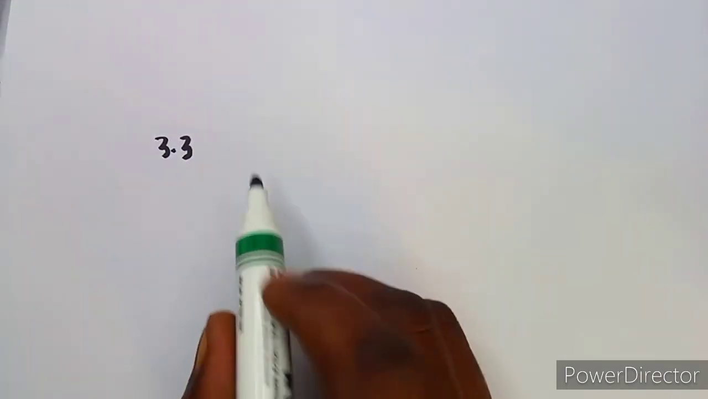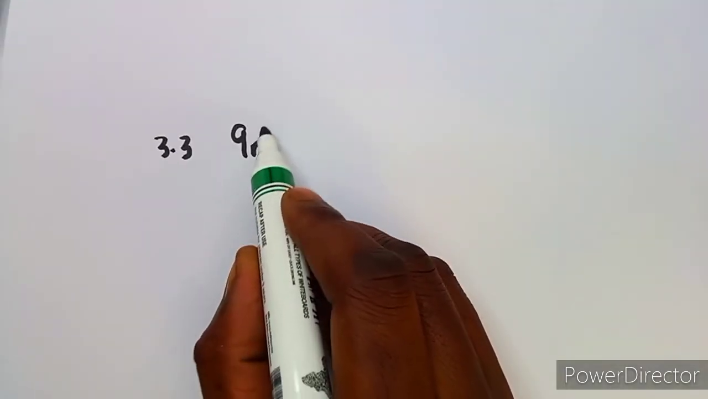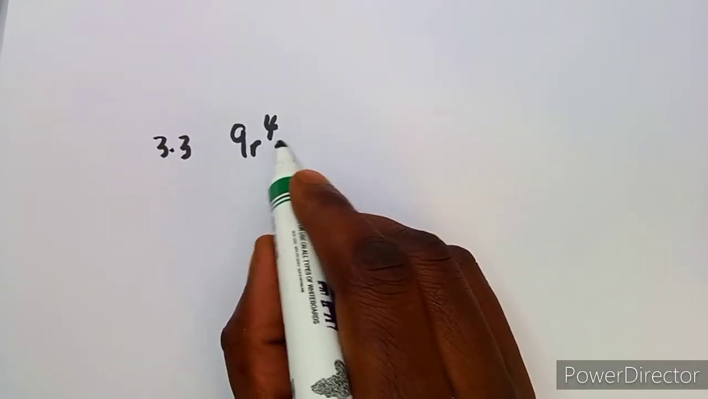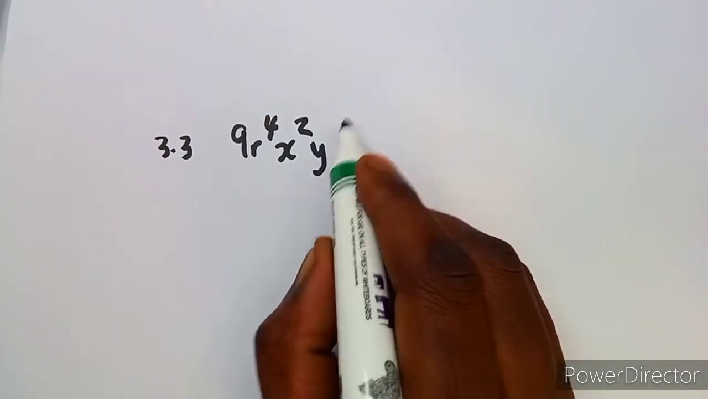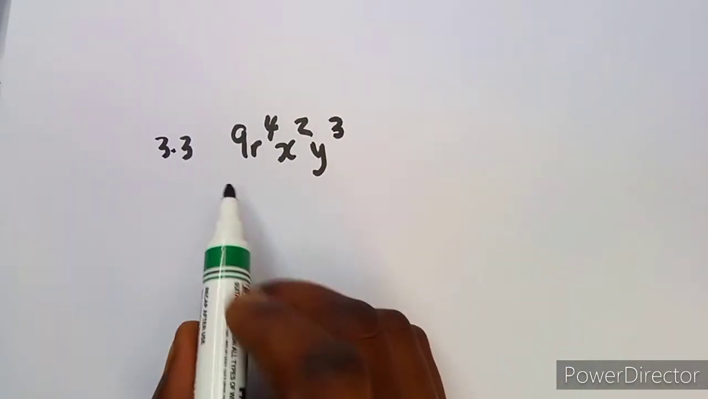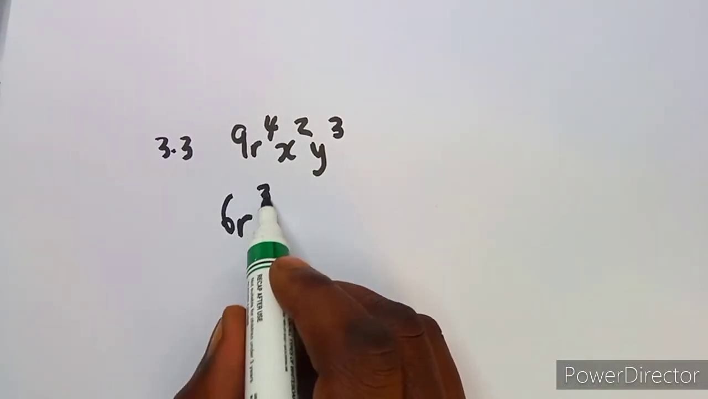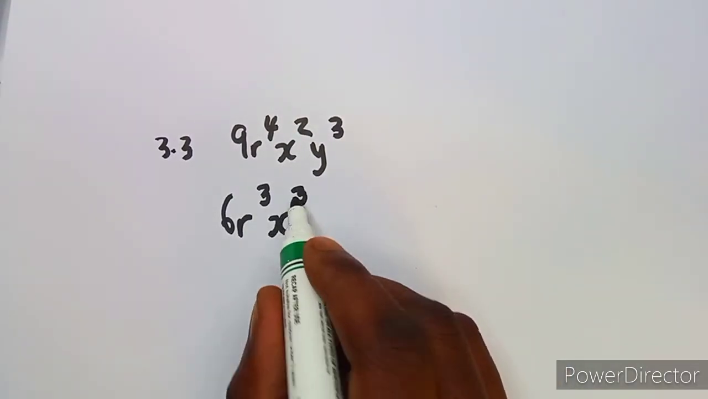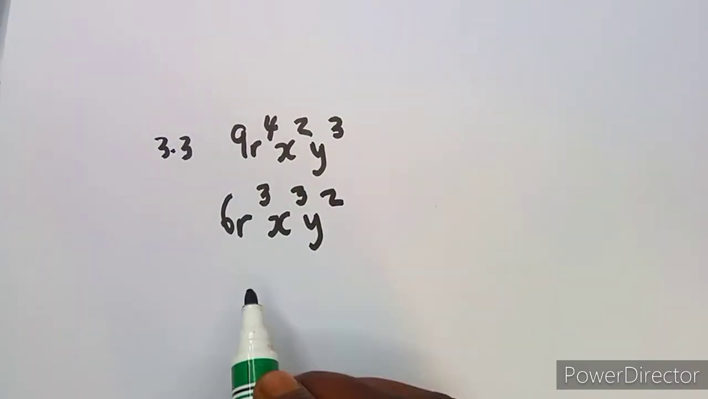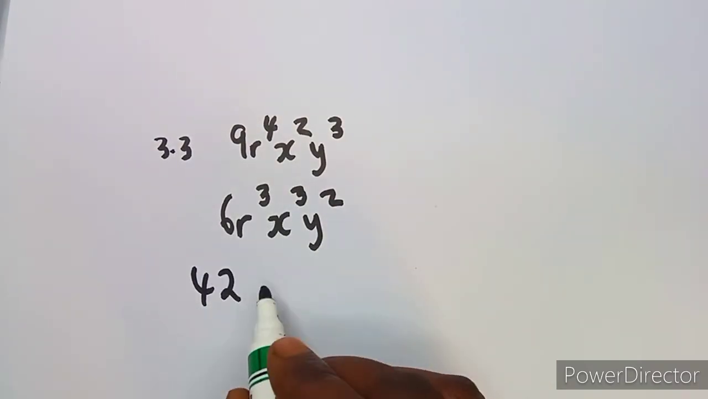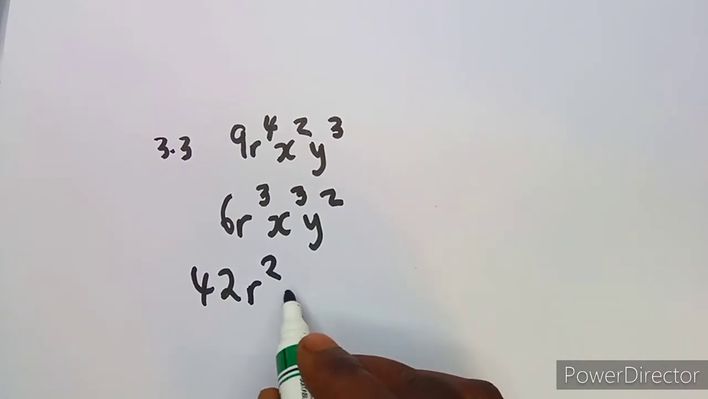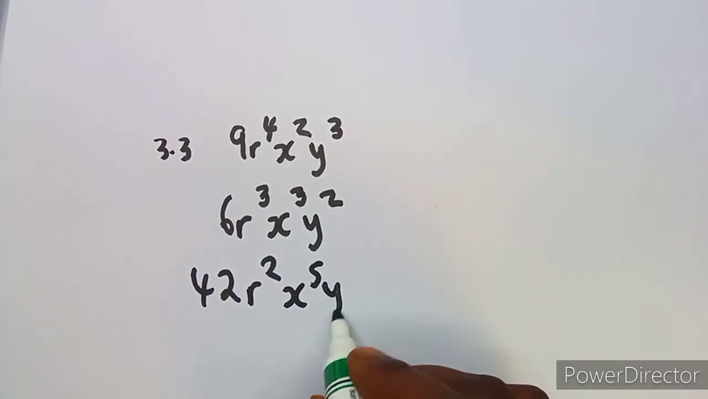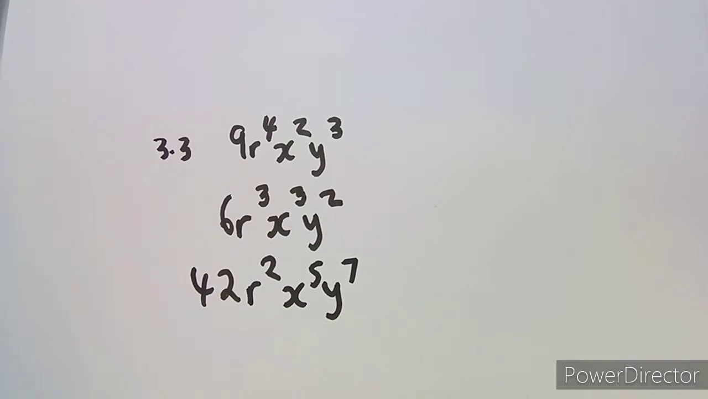Let me just rewrite this. So the first one is 9r to the exponent of 4, x squared, y to the exponent of 3. All right, 6r to the exponent of 3, x to the exponent of 3, y to the exponent of 2, 42, r to the exponent of 2, x to the exponent of 5, y to the exponent of 7. All right, so what am I going to do, guys? I'm going to write this as a product of their prime factors.